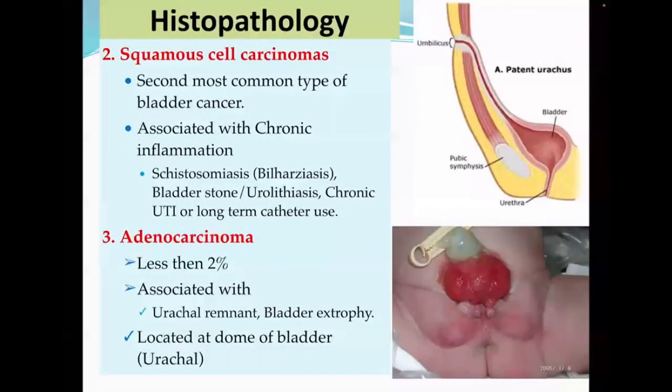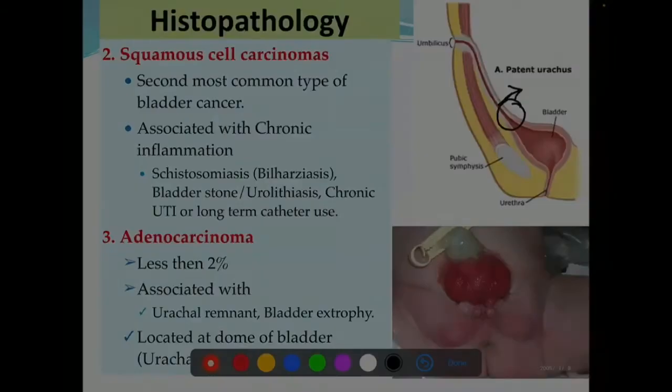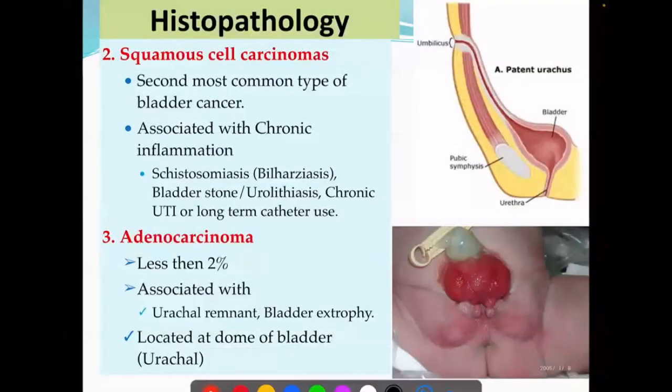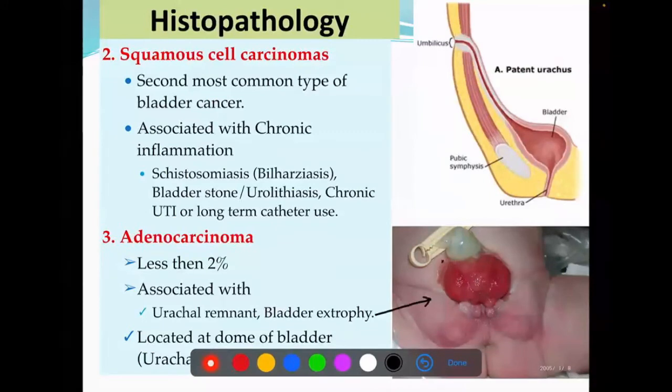And regarding adenocarcinoma, it is the least common, and it is associated with urachal remnant and a congenital anomaly known as bladder extrophy, where the lower abdominal wall is missing and the posterior wall of the bladder mucosa is exposed directly to the surface. If this type of defect is left without treatment for a longer time, the mucosa is irritated for a long time and may lead to malignancy. And if the cancer arises from an extrophy bladder, it will be adenocarcinoma.